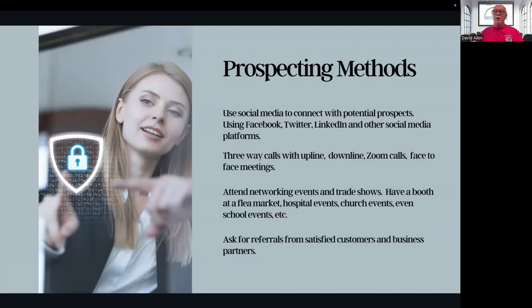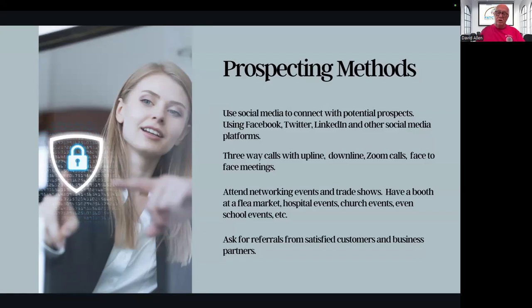So use three-way calling with your upline, your downline, and use Zoom calls. I'm going to go back to the three-way calling. It doesn't matter who you're using it with. You can use it with people in your downline or upline, because again, your prospect doesn't know them. And when you tell them, well, I'm going to call somebody that knows the answer to that, now they think that person is the authority.